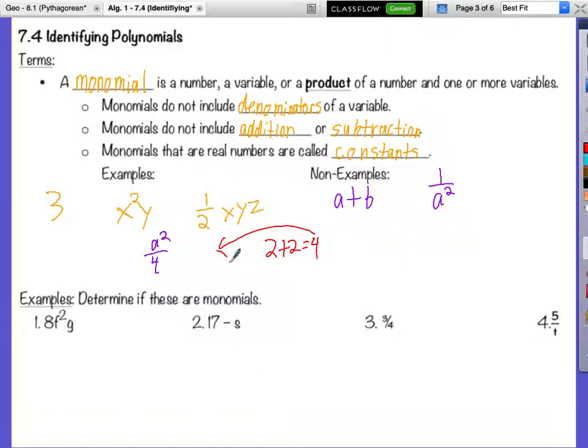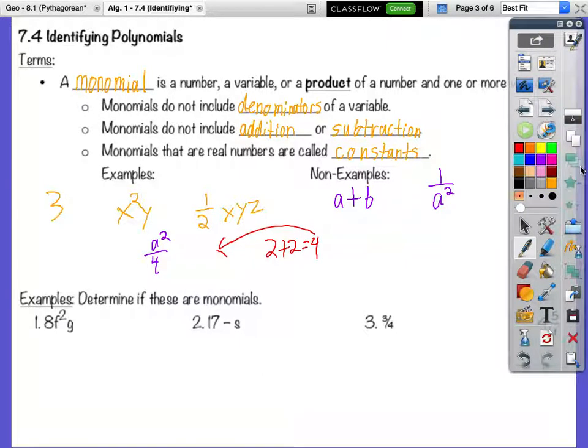So if you flip your page, at the very top you have these 4 examples, and we're saying, okay, we're going to determine whether these are monomials or not. We're not saying they are or not yet. We're determining whether they are or not. We have to decide that and figure that out.